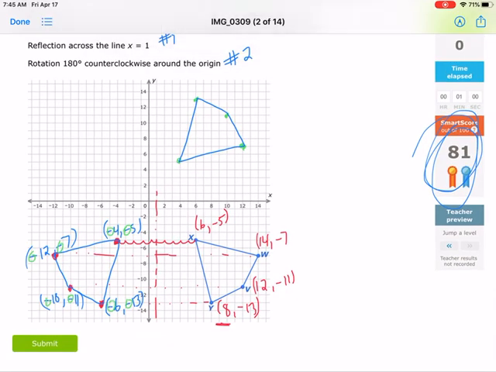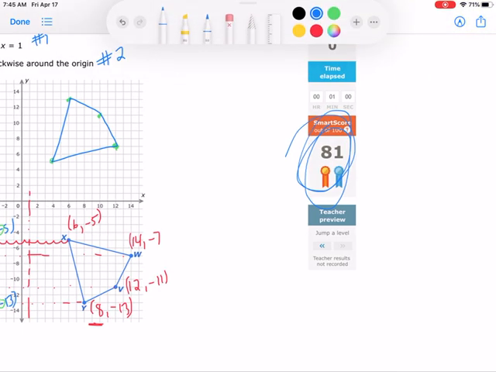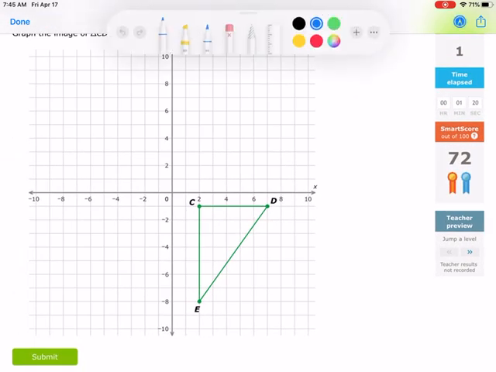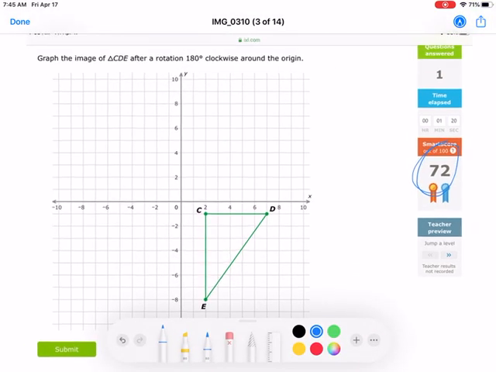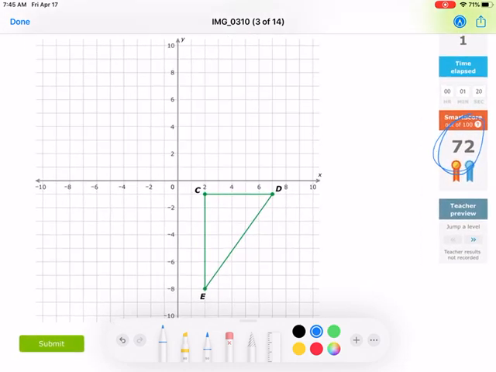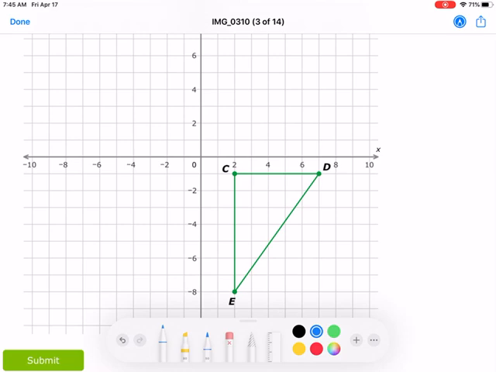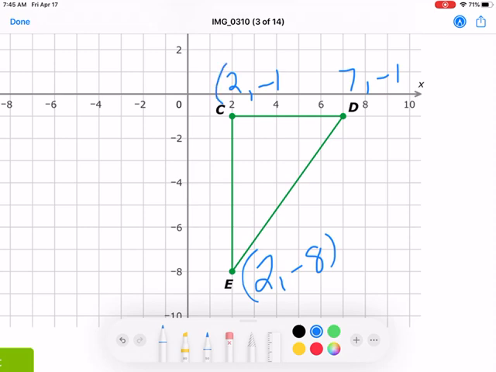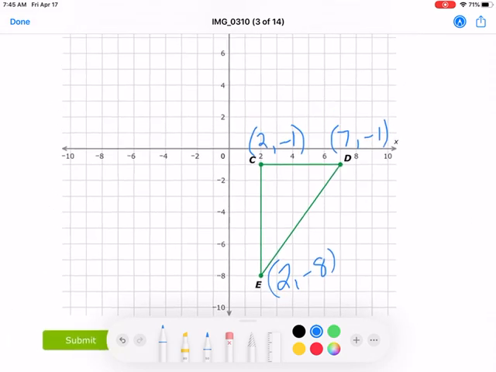All right, next. Let's see what we got here. Go. All right, so I guess we jump back a level. Smart score of 72. I guess we went backwards a little bit, regress a little bit. That's okay. Graph the image at a rotation of 180 degrees clockwise. All right, so again, 180 degrees doesn't matter. It's just changing the signs. So here we get 2, negative 1. Here we get 7, negative 1. Here we get 2, negative 8. So you're just going to change all of those signs. Keep the numbers where they are, but change the signs.